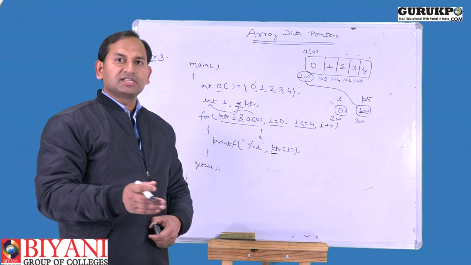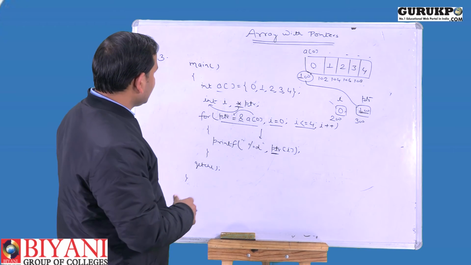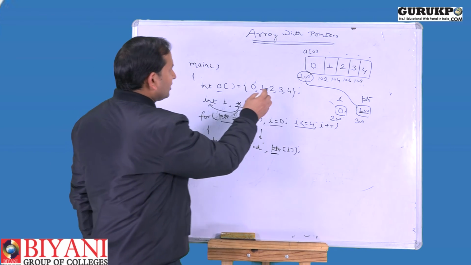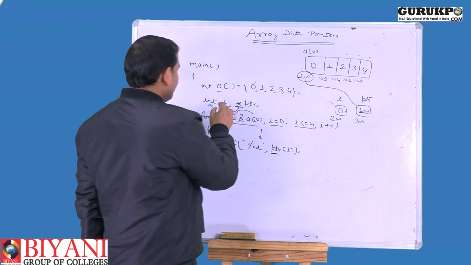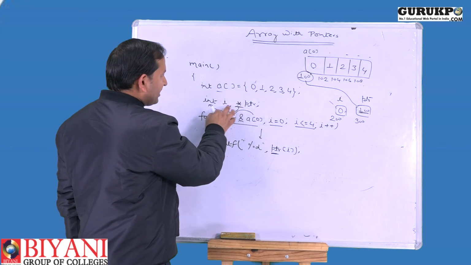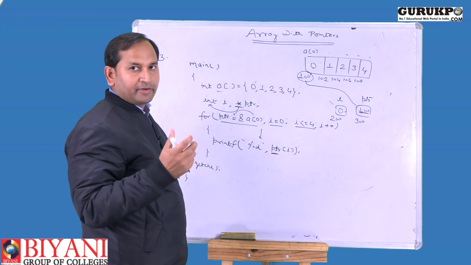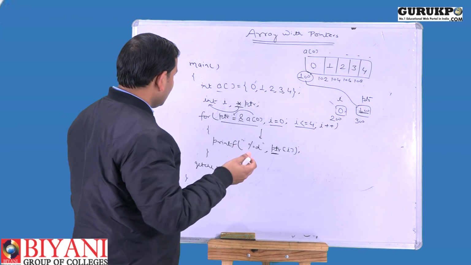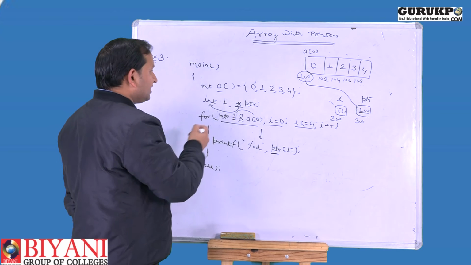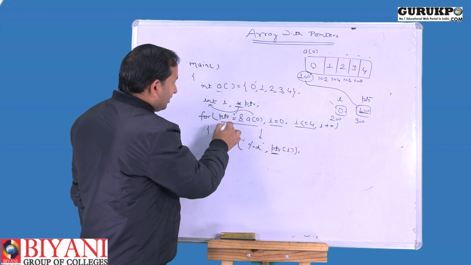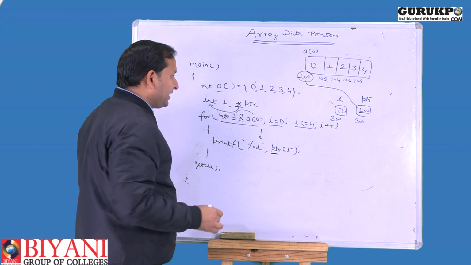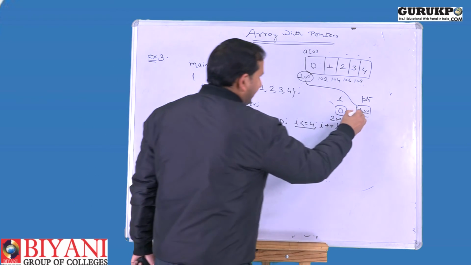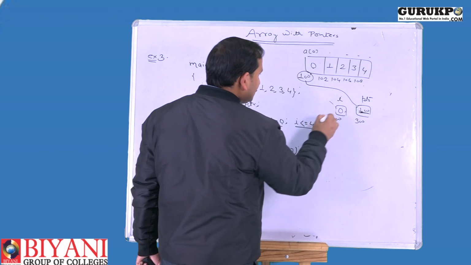Now we are going to discuss the third example of array with pointers. We have an array A, the values of the array are 0, 1, 2, 3, 4. We have two variables, the first one is the I variable and the second one is the PTR variable. PTR is a pointer variable which takes the address of another variable. In the next statement, we assign address of A of 0 to PTR. So the PTR value will be 100 and the value of I is 0.